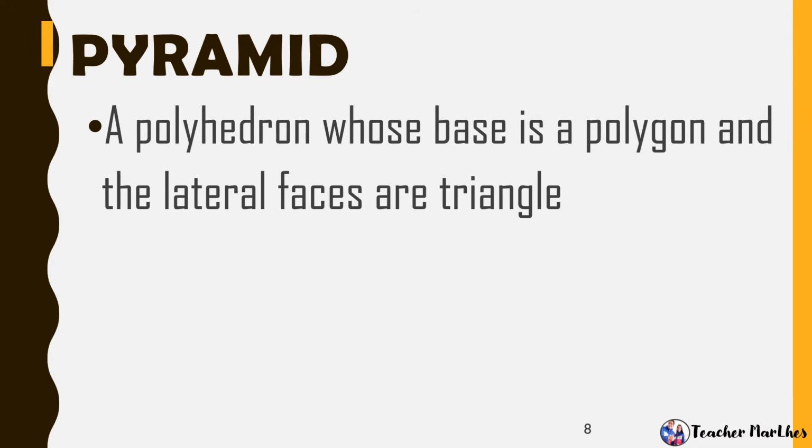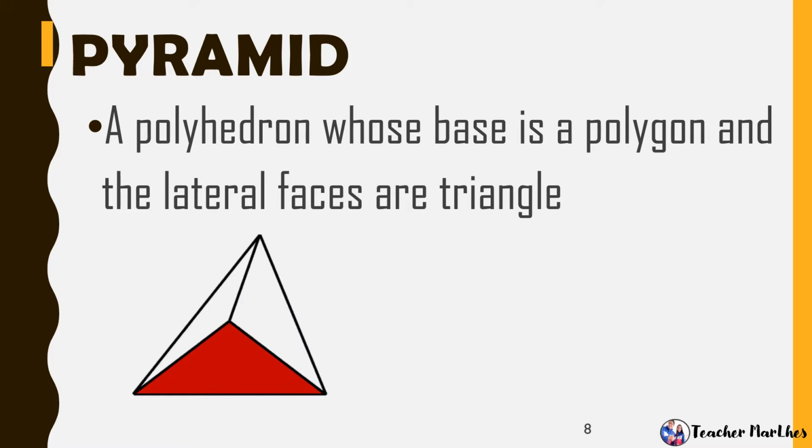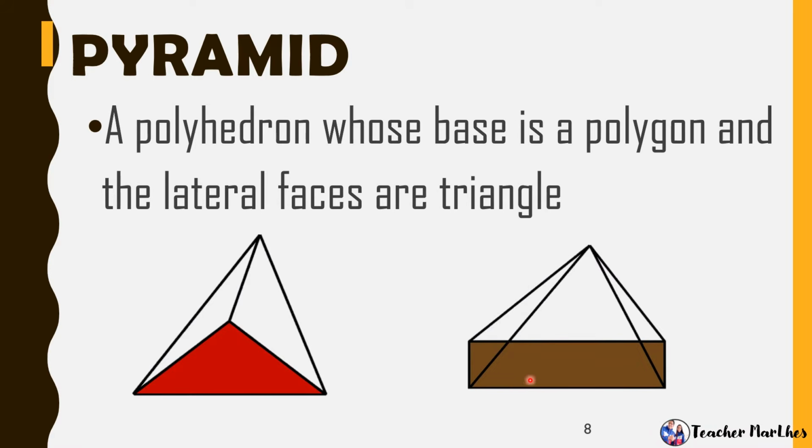Pyramid is a polyhedron whose base is a polygon and the lateral faces are triangles. It is also named according to the shape of its base. Example, the base of this figure is a triangle. Therefore, this is a triangular pyramid. The base of this figure is a rectangle. Therefore, this is a rectangular pyramid.